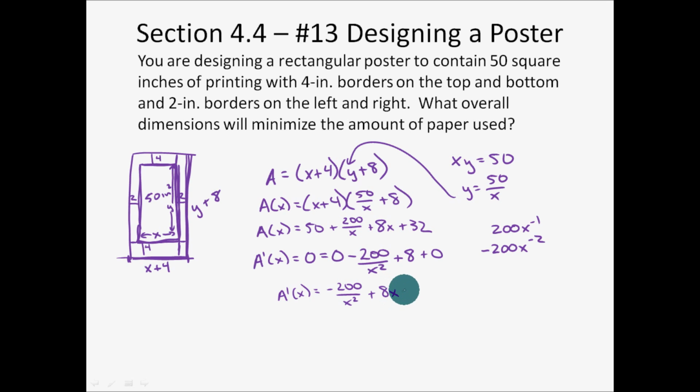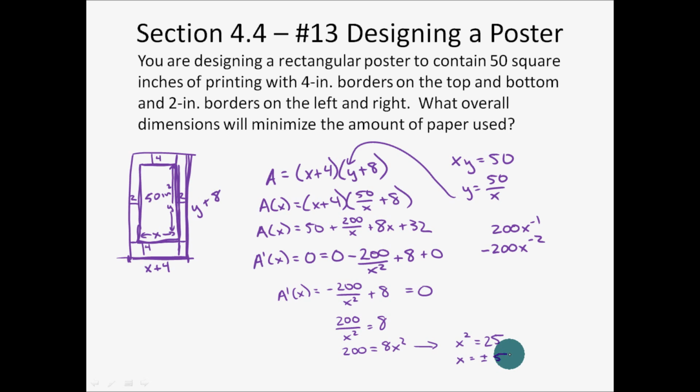And remember, the minimum or maximum will occur when the derivative is 0. So I'm going to solve this now for x. Excuse me, that extra x squeezed in there on me. My apologies. So now I'm going to set it equal to 0 and solve for x. So 200 over x squared equals 8. I'm going to multiply both sides by x squared, so 200 equals 8x squared. Then I'm going to divide by 8, and I get x squared equals 25.